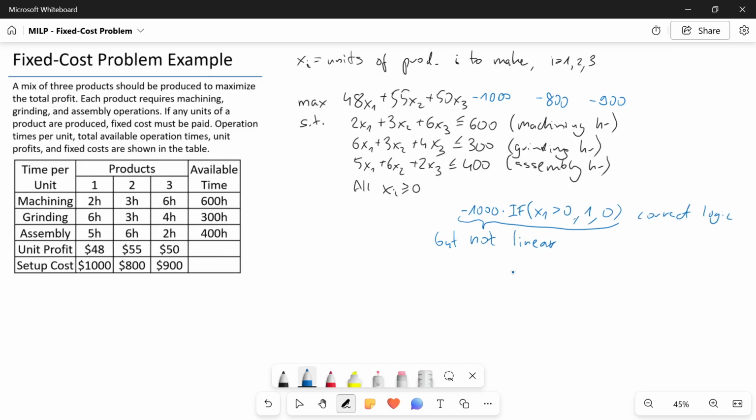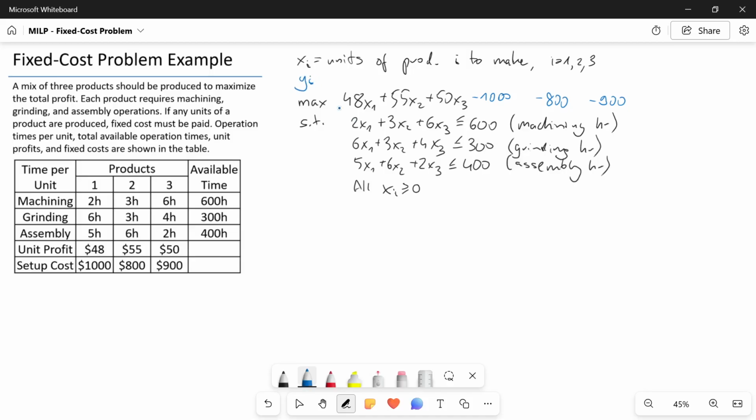However, we can actually see something here. The value of this is 0 or 1, right? So that gives us a hint what to do. We can put a binary variable here instead of this if function. So this is what I'm going to do: instead of creating this if function, I will have additional variables. I'll call them yi.